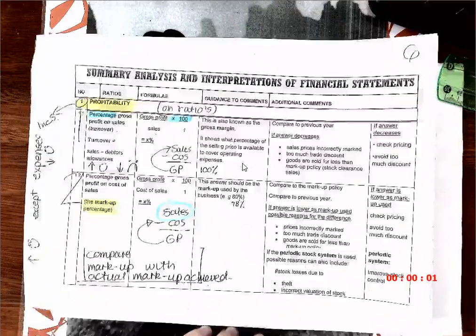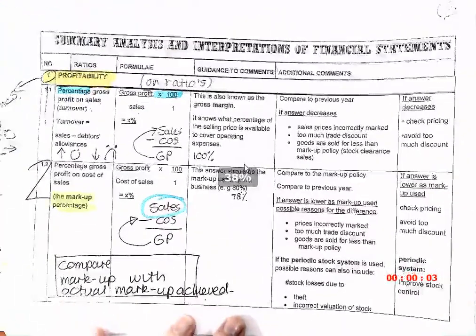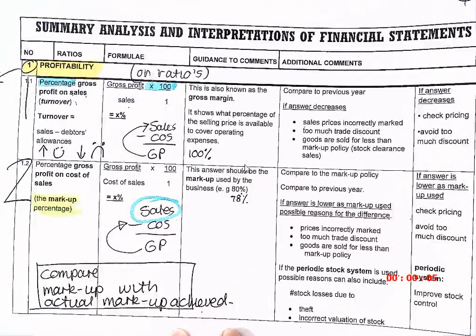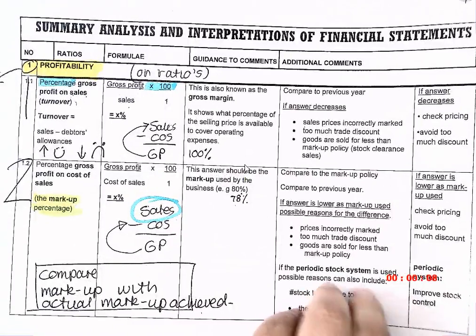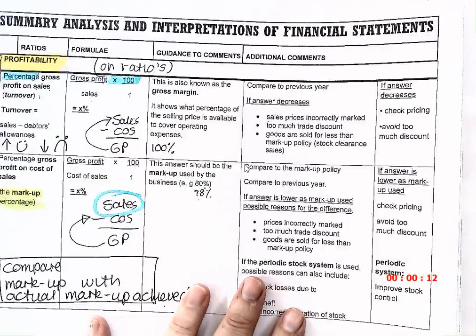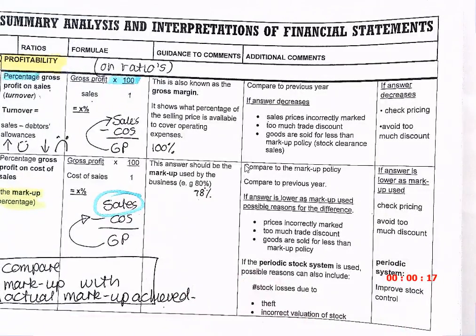And I just want to continue today with the profitability. So I've done the markup, I explained that to you, but I haven't finished explaining what I wanted you to know. So let's go on. I say to you, the markup that the business have must be compared to the markup they actually achieved. And most of the times, the one you achieve is going to be lower.